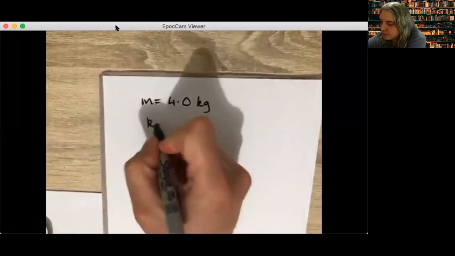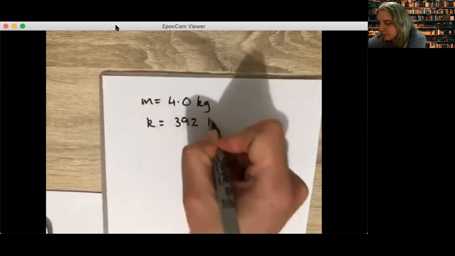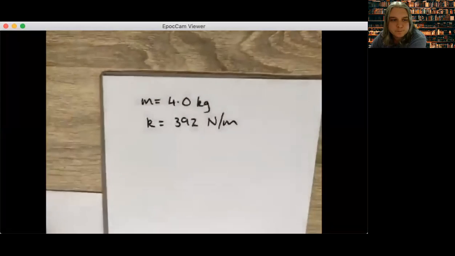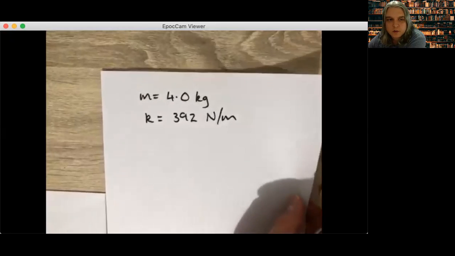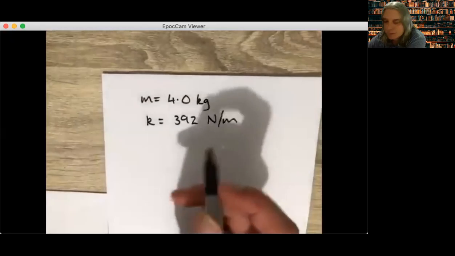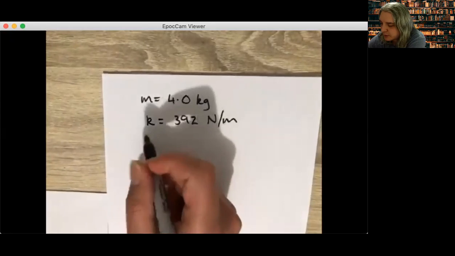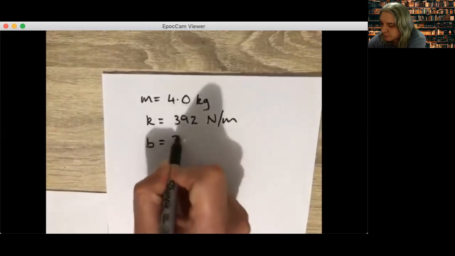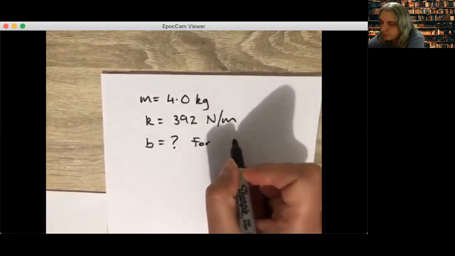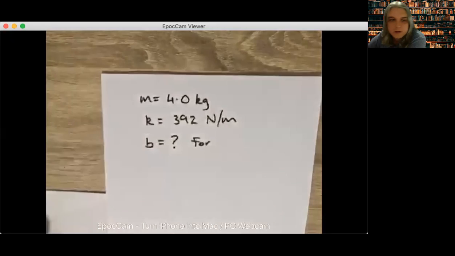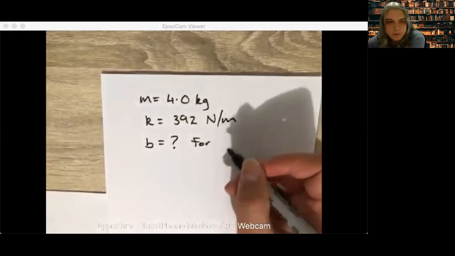The spring constant is 392 newtons per meter. And we're being asked what is the drag coefficient that will result in critical damping. So what is B for? If we go back to our critical damping slide, you can look at it if you've got it in front of you. I just went back on my slides.